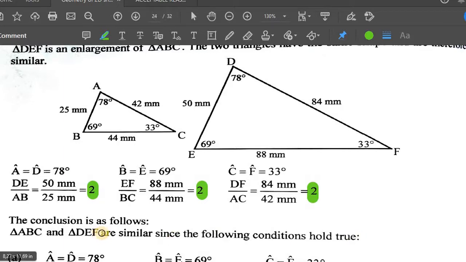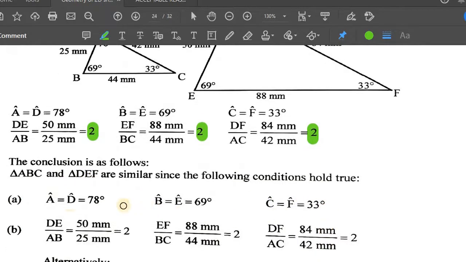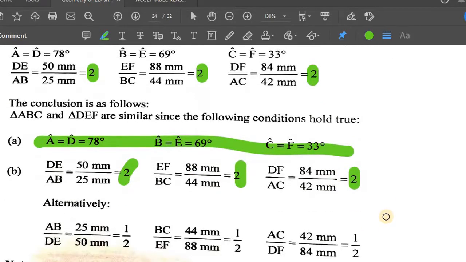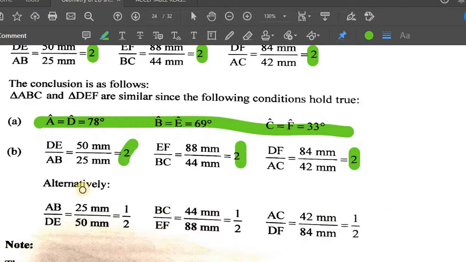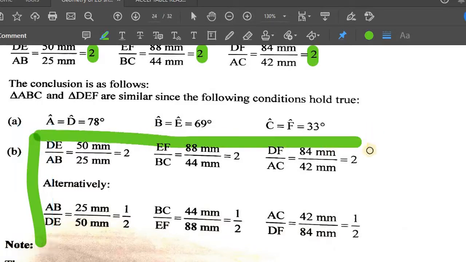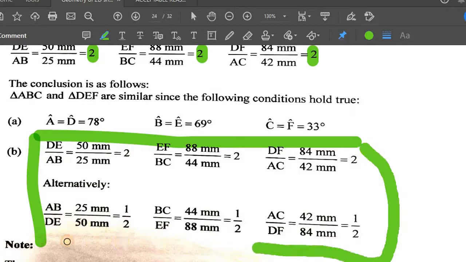So the conclusion: triangle ABC and triangle DEF are similar since the following conditions are true. They're showing you the angles are the same and the ratios of the sides are the same. Now here's a good one. I want you to look at this part here.